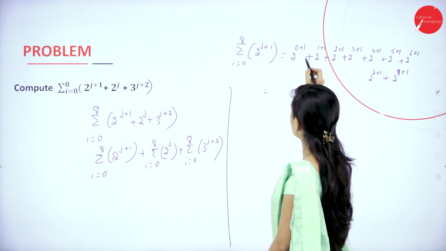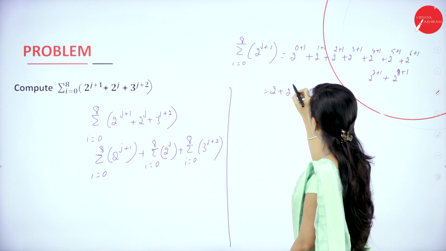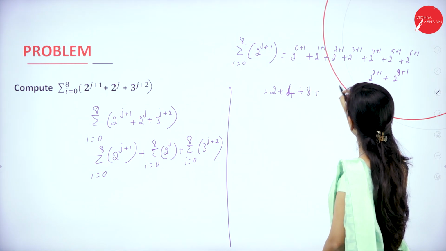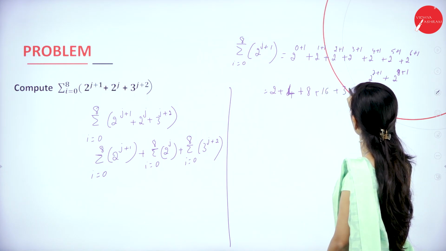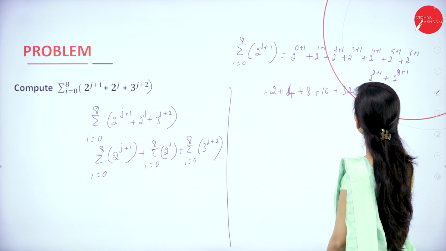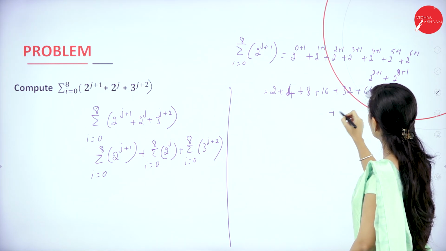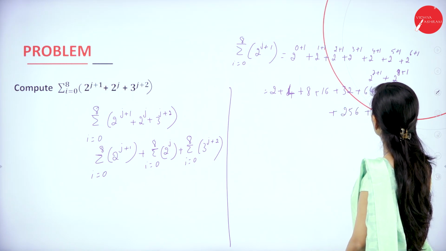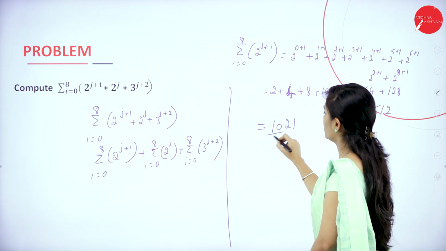So now simplify this. 2 power 0 plus 1 is 2 power 1. It is 2. 2 power 2 is 4. 2 power 3 is 8. 2 power 4, 16. 2 power 5, 32. 2 power 6, 64. 2 power 7, 128. 2 power 8 is 256. Plus 2 power 9 is 512. So add all the values, you will get 1021.